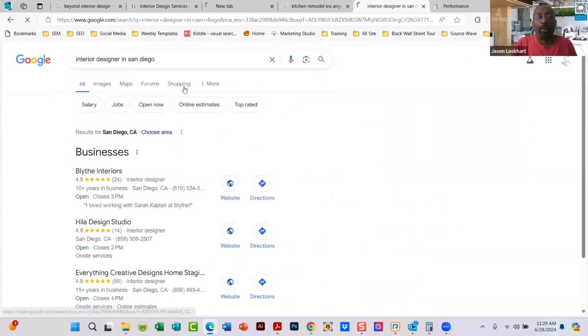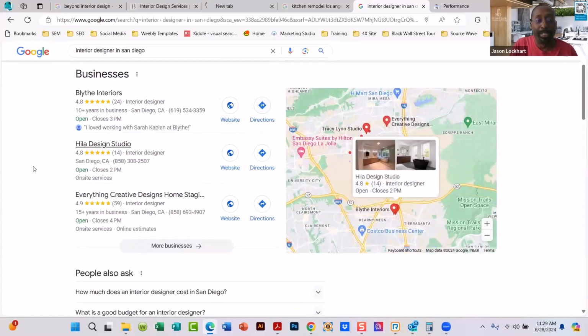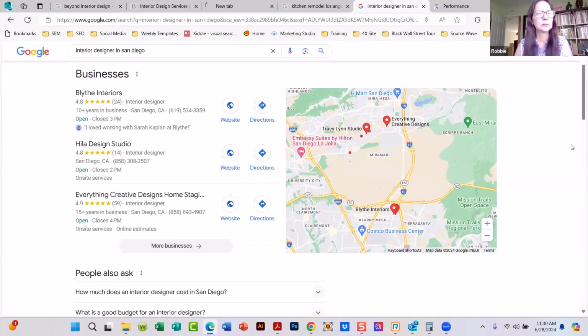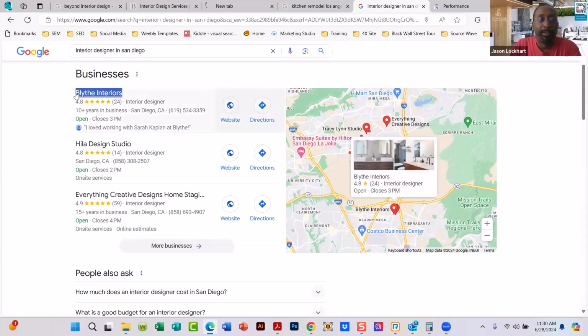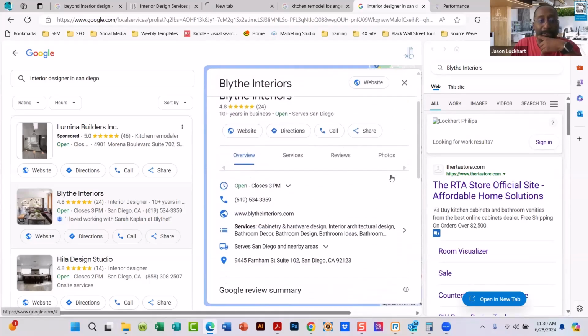Okay. So when I type that in, these are the ones that pop up. Do you know any of these competitors? Only the top one. The other ones I've never heard of. Okay, so this is their Google Business Profile right here.